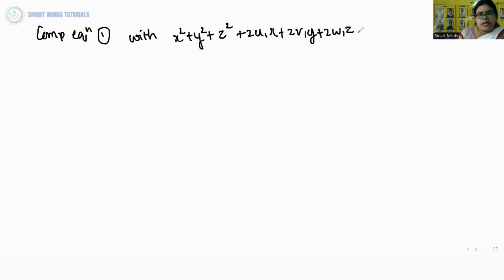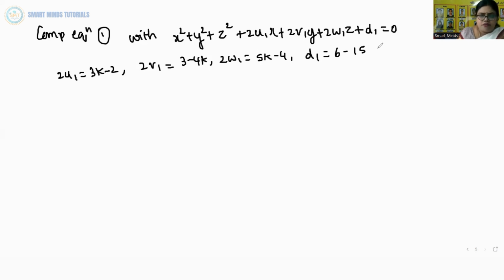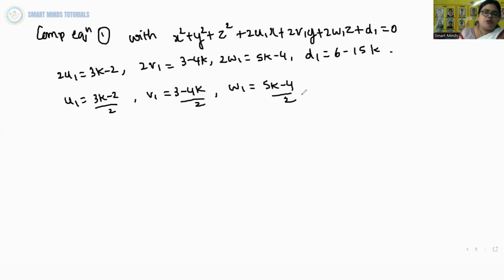So comparing equation number 1 with the first general equation, that is x² + y² + z² + 2u1x + 2v1y + 2w1z + d1 = 0. So we get 2u1 = 3k − 2, 2v1 = 3 − 4k, 2w1 = 5k − 4, d1 = 6 − 15k. So u1 will become (3k − 2)/2, v1 will become (3 − 4k)/2, and w1 is (5k − 4)/2, and d1 is 6 − 15k.